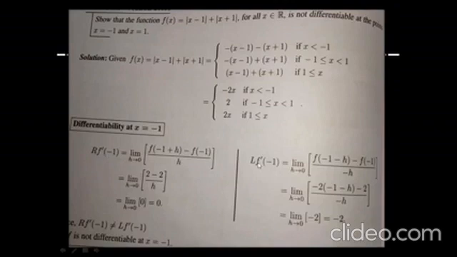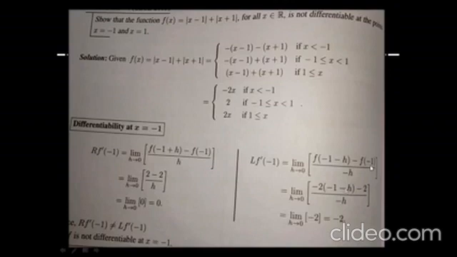Now we need to find the left hand differentiability at x equal to minus 1. So apply the formula: limit h tends to 0, f of minus 1 minus h minus f of minus 1, upon minus h. Minus 1 minus h means the value should be less than minus 1. If the value is less than minus 1, we get minus 2x. So we write minus 2x and replace x by minus 1 minus h.